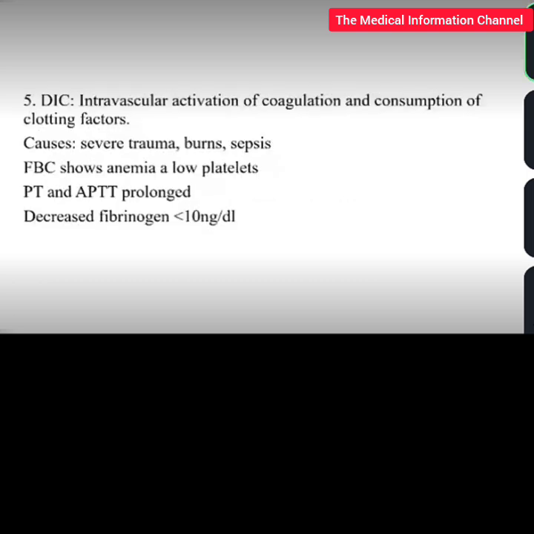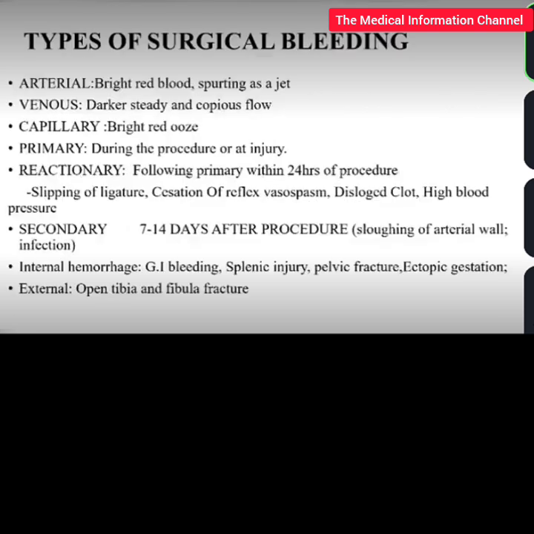Then disseminated intravascular coagulopathy is an intravascular activation of coagulation with consumption of the clotting factors. It can be caused by severe trauma, burns, and sepsis. Full blood count will show a picture of anemia with low platelets. The prothrombin time and activated partial thromboplastin time are prolonged, and there's decreased fibrinogen.